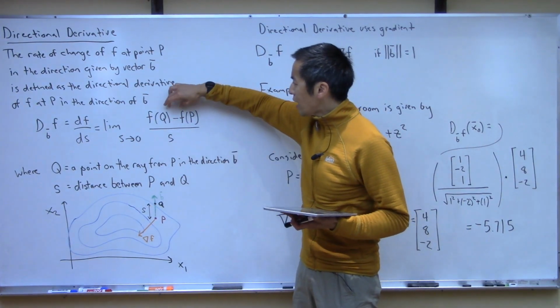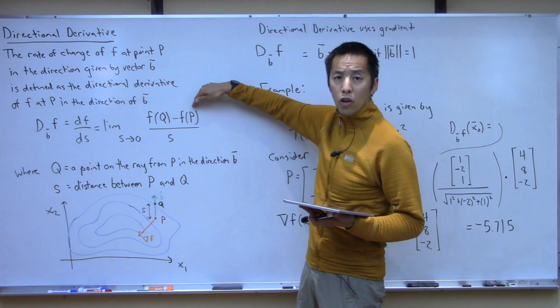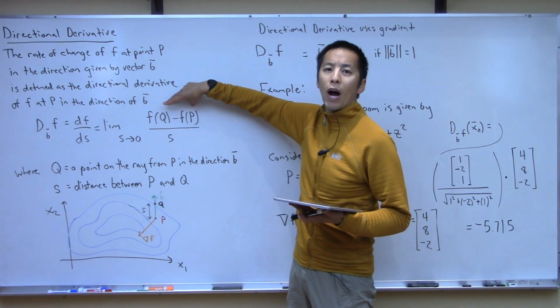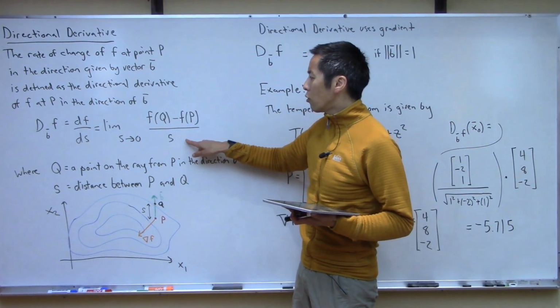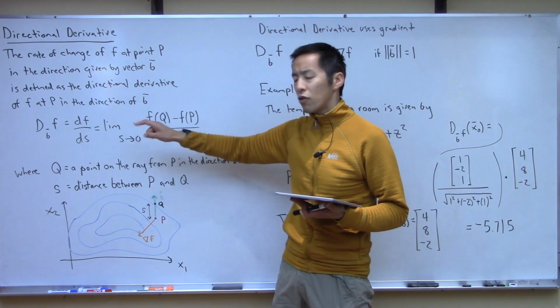So you can think of it as the function value at some new point Q minus the function value of where you were at the point P, right? This is sort of the rise, and then the run is the distance that you go, and we're going to now look at taking the limit as this distance goes to 0, and we're going to define that as the directional derivative.